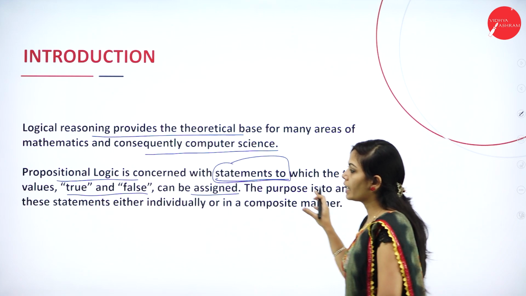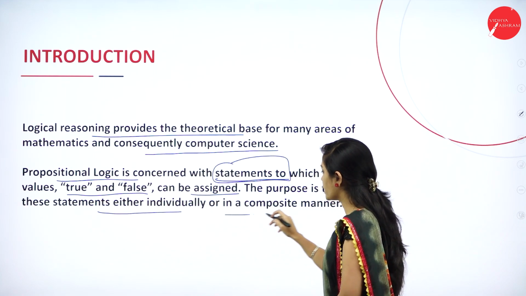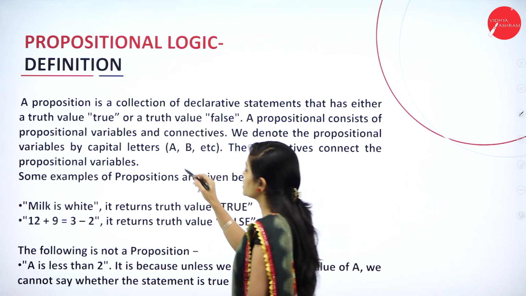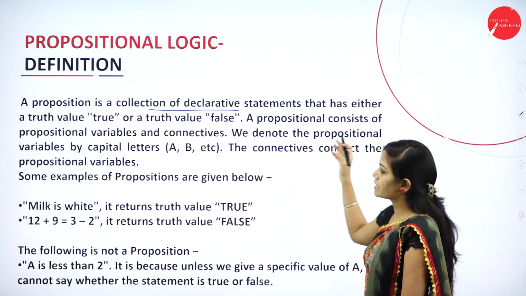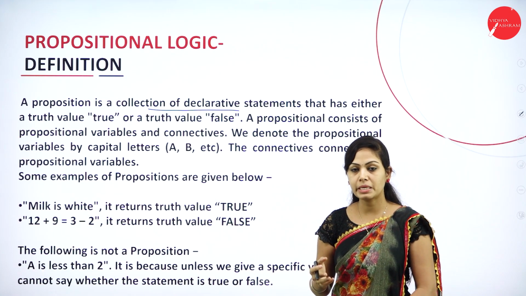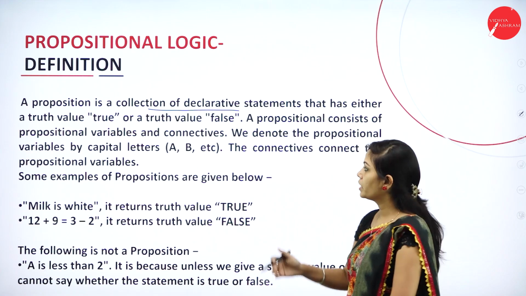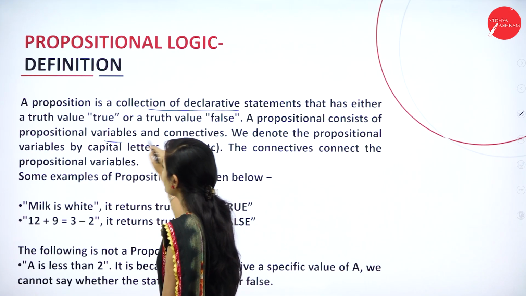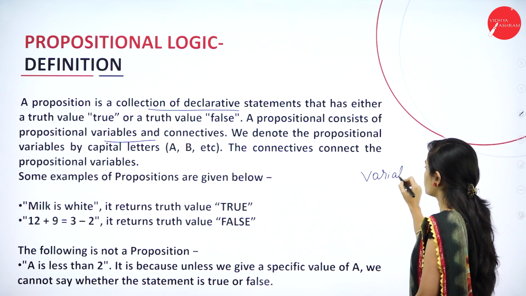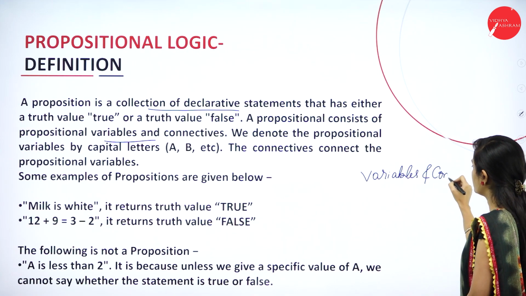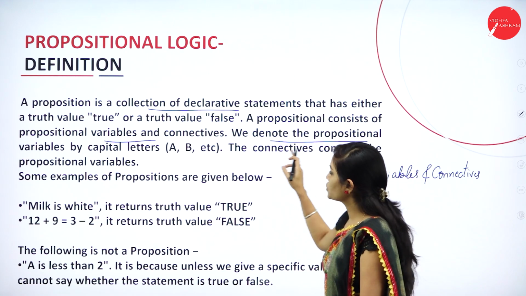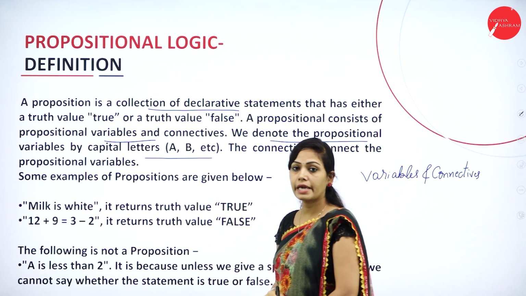The purpose is to analyze these statements either individually or in a composite manner. So proposition is a collection of declarative statements that has either a truth value true or a truth value false. So we have two possibilities in statements: either it is true or it is false. And a proposition consists of propositional variables and connectives. So what are these connectives? Next I will tell you about the connectives. The propositional variable is denoted by capital letters A, B, C, D, etc.